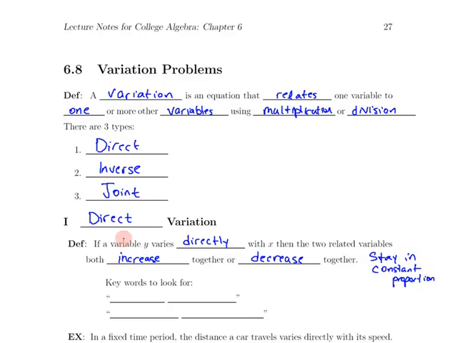Now the key words to look for in a word problem that tells you we're going to be looking at direct variation are those two phrases that I just used. One is to say varies directly. That is, something varies directly with something else. Or you might even see it written as this, directly proportional. I've even seen some texts just use the word proportional by itself to describe this. But directly proportional, that's the word we're looking for.